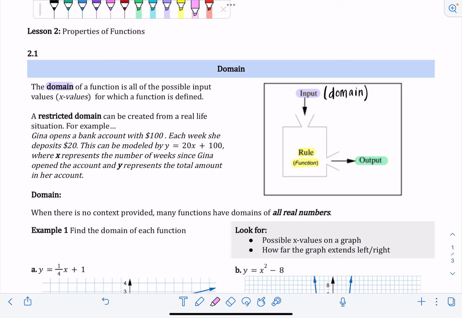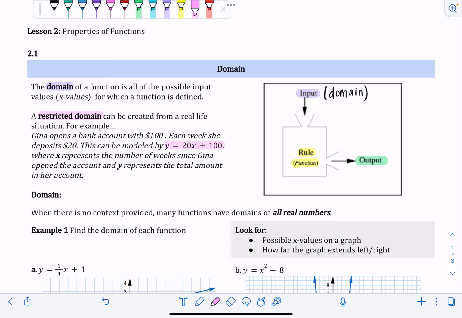Okay, so moving down here, a restricted domain can be created from a real life situation. For example, Gina opens a bank account with $100. Each week she deposits $20. This can be modeled by y equals 20x plus 100, where x represents the number of weeks since Gina opened the account and y represents the total amount in her account. And we want to find the domain of this.